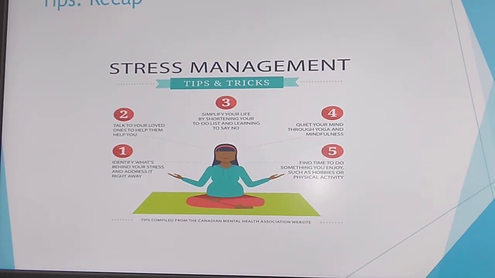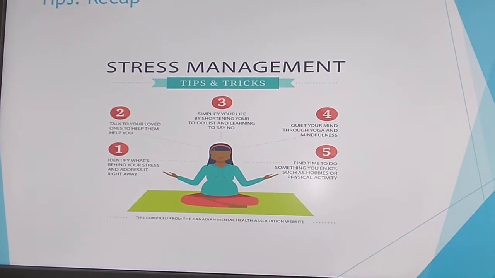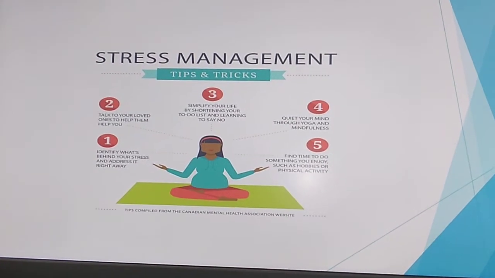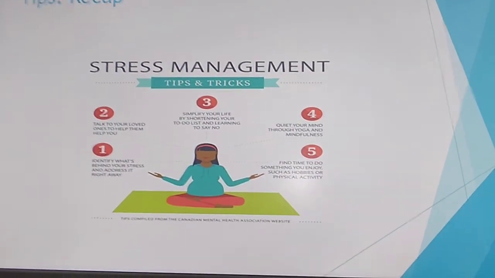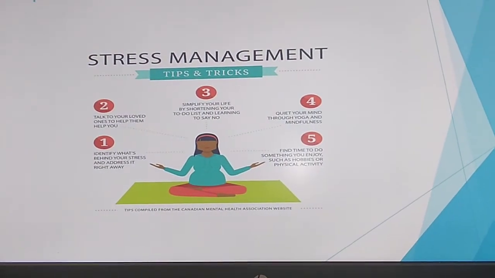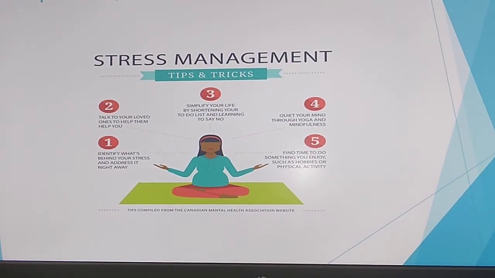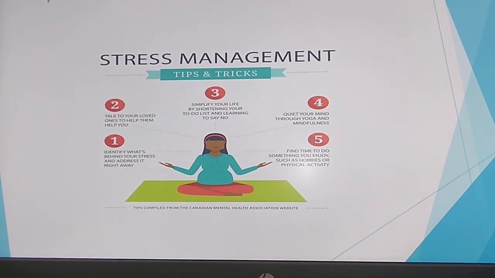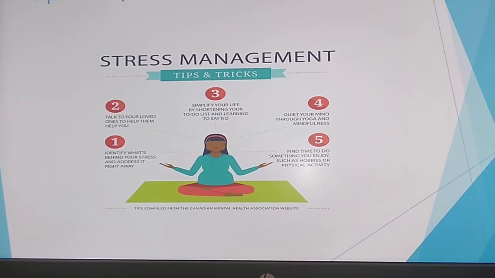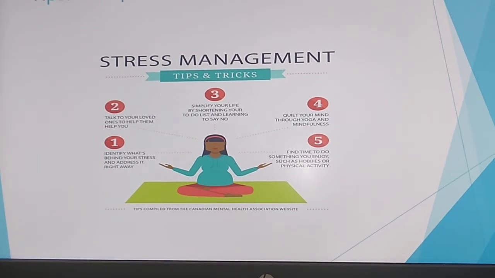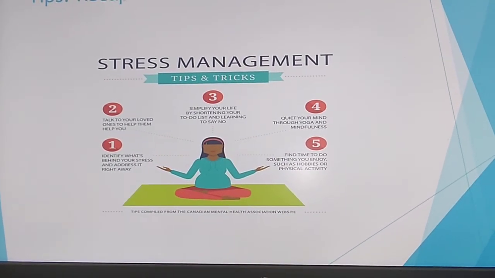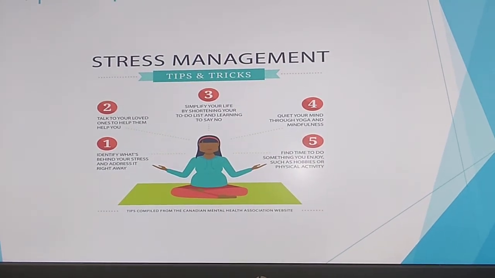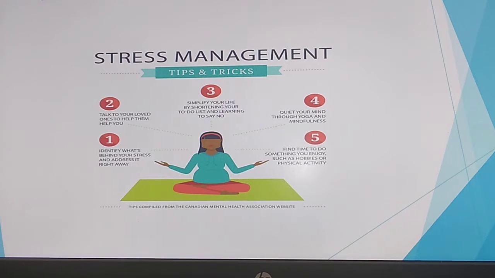Step 2, if you need to talk with a friend or a loved one, ask for help. Maybe they can help you to discover what the stressor may be if you don't already know. Number 3, simplify your life by shortening your to-do list. And I said this before, so I'll say it again. Learn how to say no.